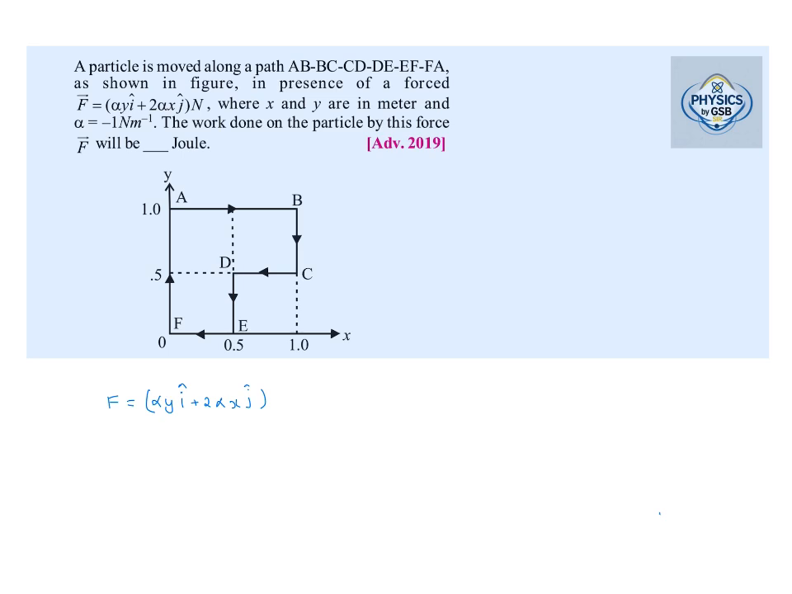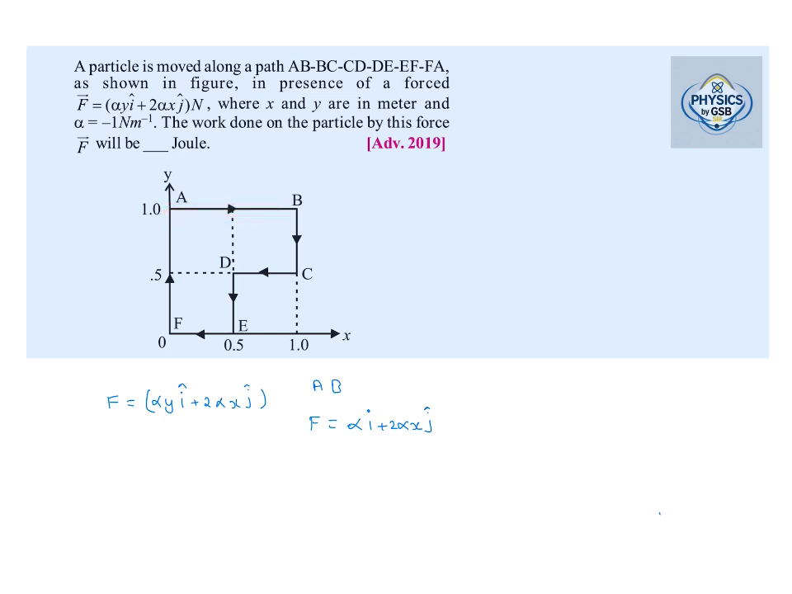So first see, when we are moving from A to B, this path is parallel to the x-axis, which implies y should be some constant. And what is the constant value of y? y is 1. So this force for AB can be written as, I'm putting y equal to 1 here, F equals alpha i cap plus twice alpha x j cap. Remember this x is not constant, x is continuously increasing.